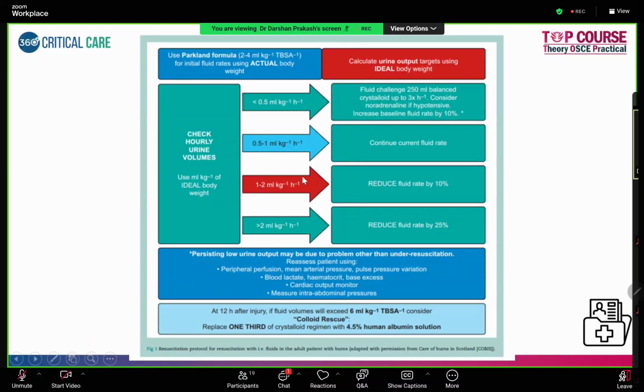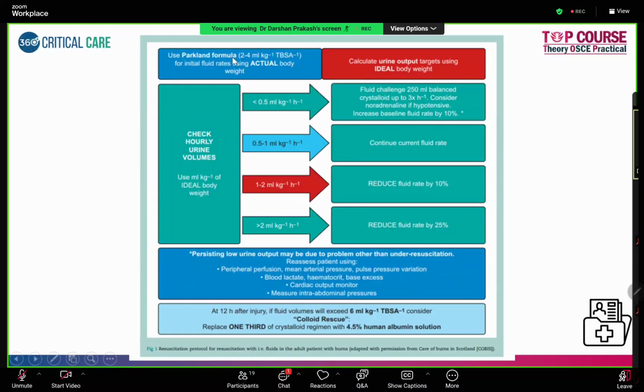But if the urine output has increased to 1 to 2 ml per kg, then you need to reduce the fluid by 10% so that excessive fluid delivery to the vasculature is reduced. If the urine output is more than 2 ml per kg per hour, then you need to reduce the fluid rate by around 25%.